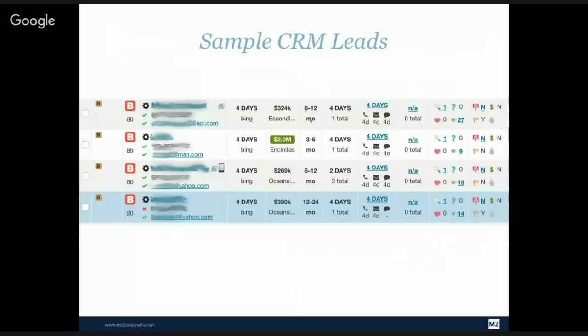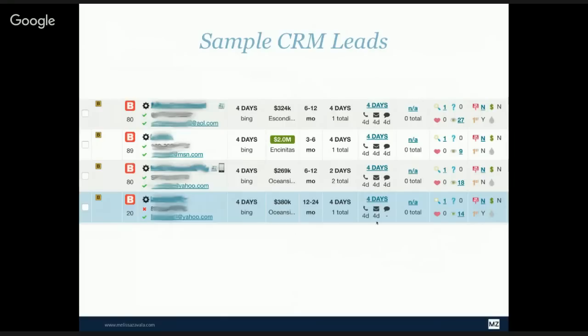And then based on the questions that they answer and the way that they're looking, the computer generates a guesstimate of the time frame for purchase. So 3 to 6 months. This is a good one, right? 3 to 6 months, 2 million in Encinitas. That's a good one. 6 to 12 months, and then of course 12 to 24 months.